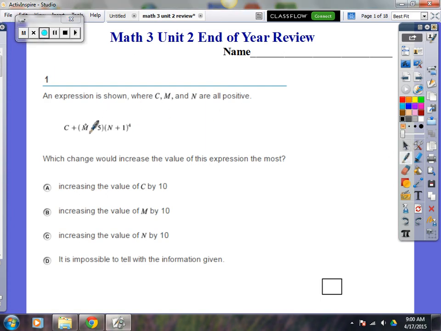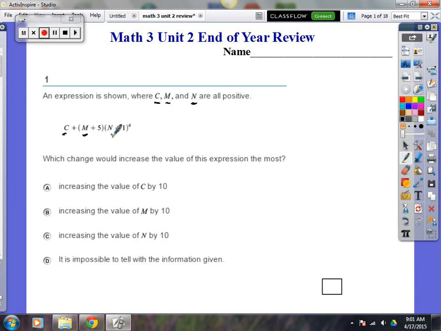Number one, okay, they give you an expression, a formula with three different variables, C, M, and N. And the question is, which change is going to increase the value of the expression the most? So whatever C is, if you increase it by 10, whatever M is, if you increase it by 10, or whatever N is, if you were to increase it by 10. And the C is just all alone. The M, if you increase it by 10, all you do after that is add 5 to it.